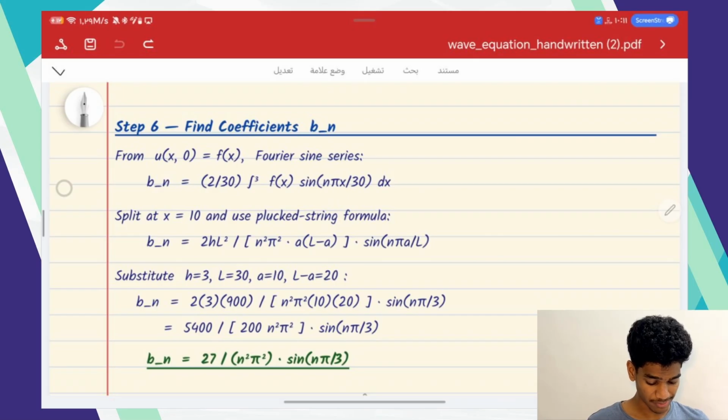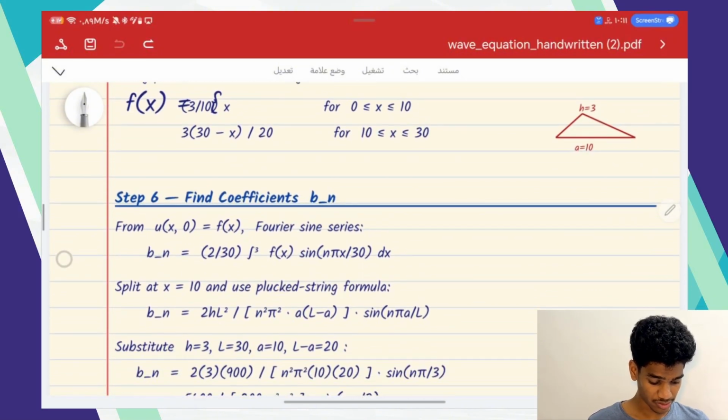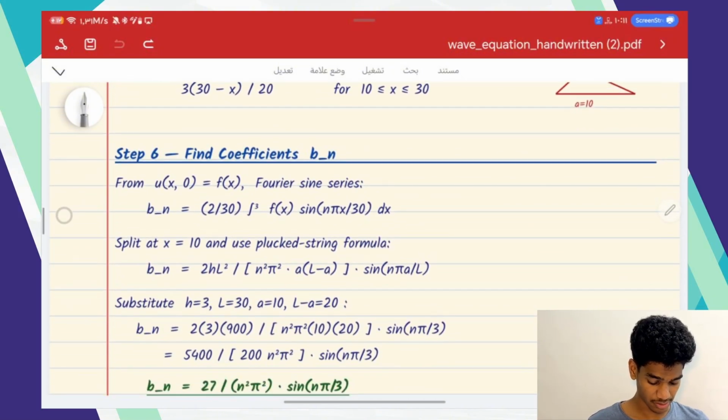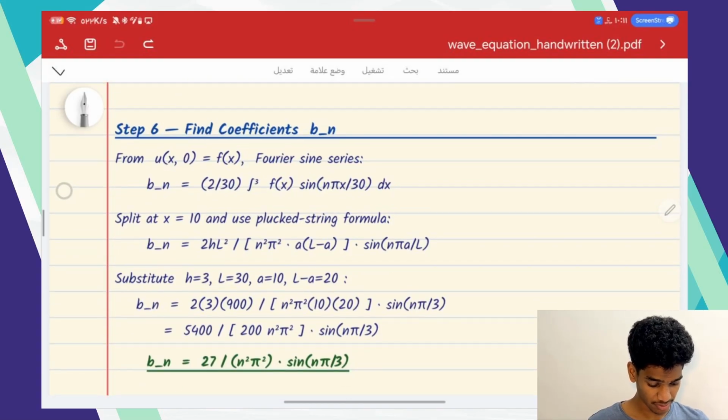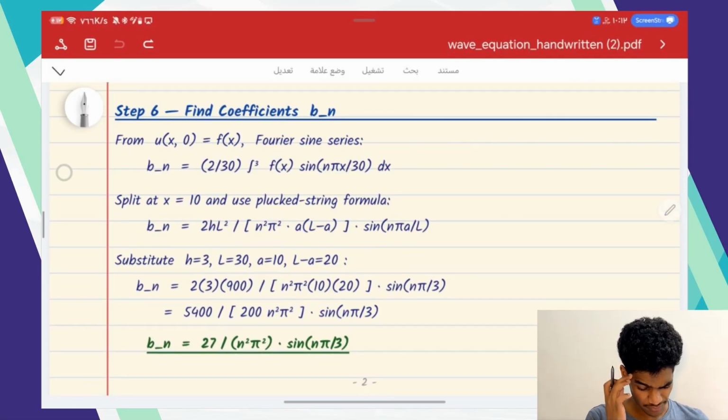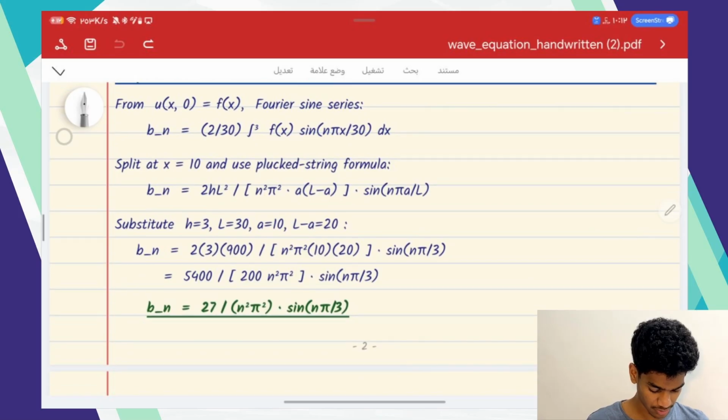Find coefficient B_n from f(x). The initial shape is a triangle, rising linearly from 0 to height 3 at x = 10, then falling back to 0 at x = 30. I use the Fourier sine series formula, splitting the integral at x = 10. After evaluating, I get the closed form coefficient, as you can see here.